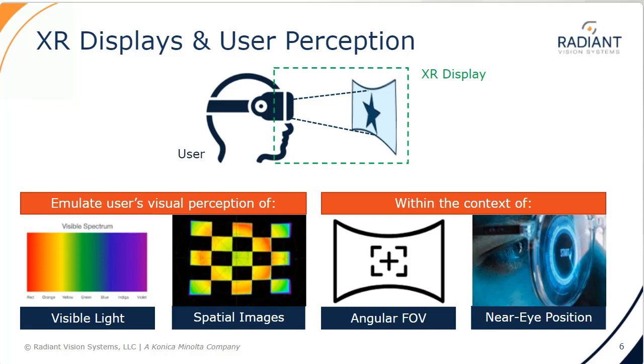User perception is influenced by parameters under which these displays are viewed, which is near to the eye, within a headset, and across a specific angular field of view. XR display test systems are designed to replicate the viewing conditions of the user as much as possible in order to ensure accurate qualification.